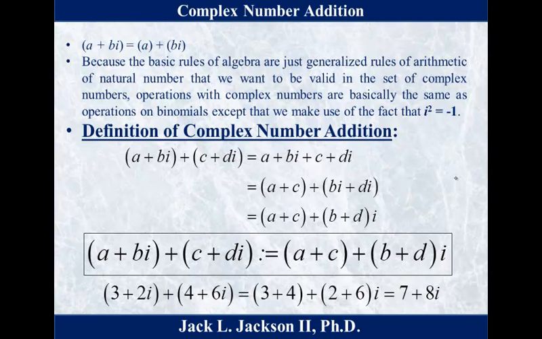So let's look at an example, pretty easy to do. 3 plus 2i plus 4 plus 6i is 3 plus 4 plus 2 plus 6 times i. So that's, in other words, add the 3 and the 4, you get 7, and add the 2 and the 6 and get 8. So it's 7 plus 8i.